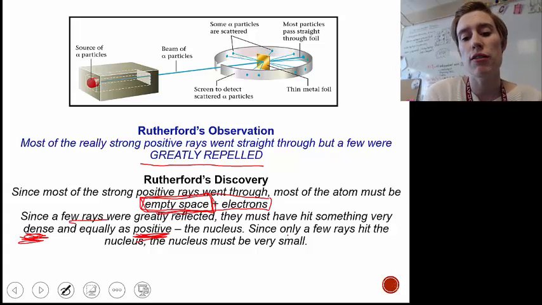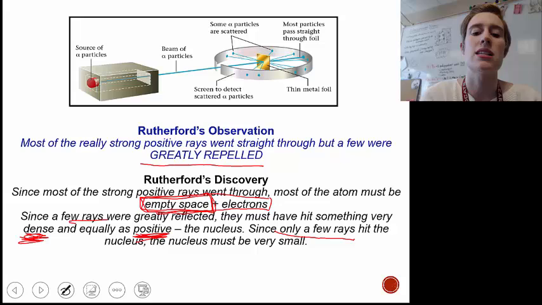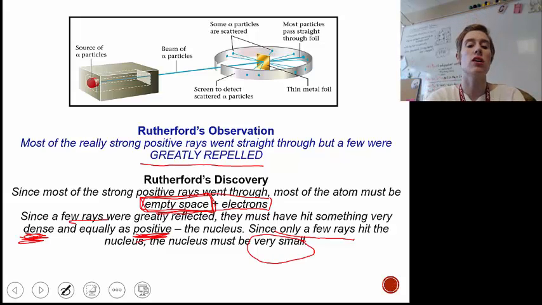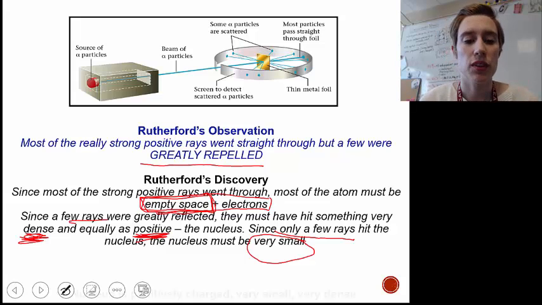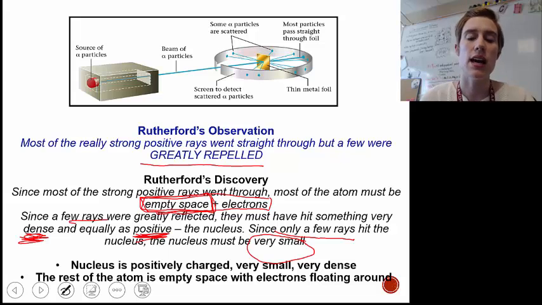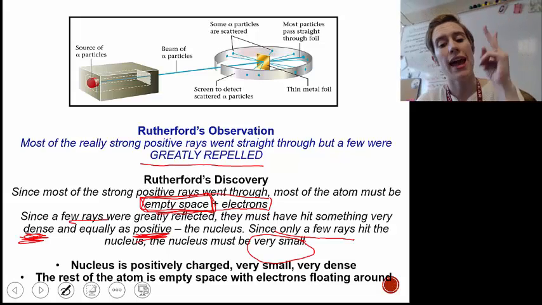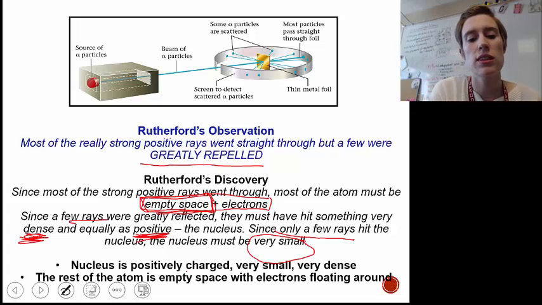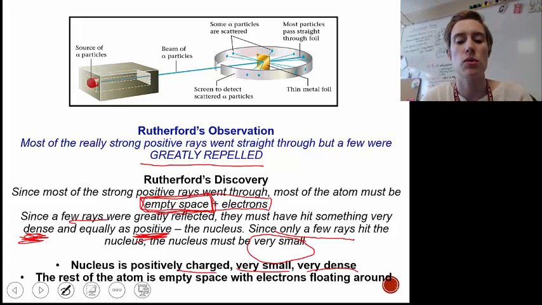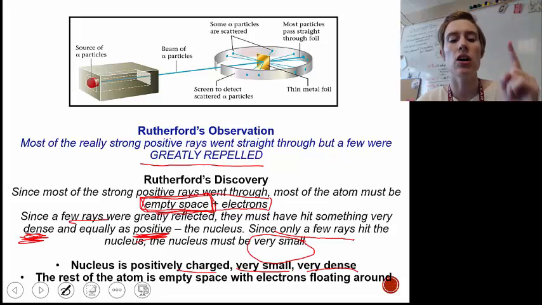So since only a few of the rays hit it, we know the nucleus has to be small. If a bunch of the rays came back, we would know the nucleus was huge, but it was very small because only a few of the rays hit it. So he said the nucleus is positive, it's super small, and it's super dense. These three things you will be tested on. Please make sure you write them down. The nucleus is small, the nucleus is positive, the nucleus is dense.